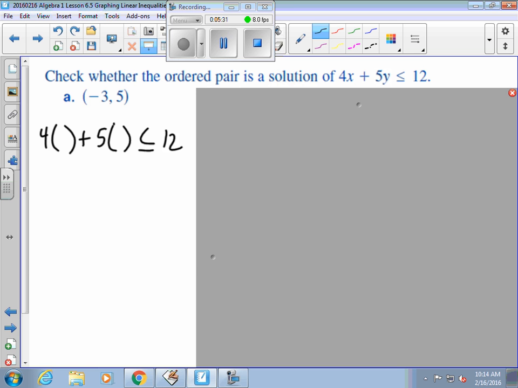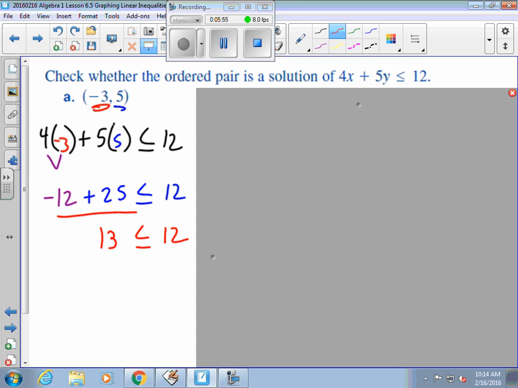Again, 4x plus 5y is less than or equal to 12. In place of x, we're going to plug in negative 3. In place of y, we're going to plug in 5. So 4 times negative 3 gives us negative 12. 5 times 5 is going to give us positive 25. Is that less than or equal to 12? We have to determine that based on putting those two numbers together. Negative 12 and 25 gives us 13. Is that less than or equal to 12 is the question you have to ask yourself. No. The big mouth in this case is eating the 12, which is a smaller number than 13. So this would be no, not a solution.